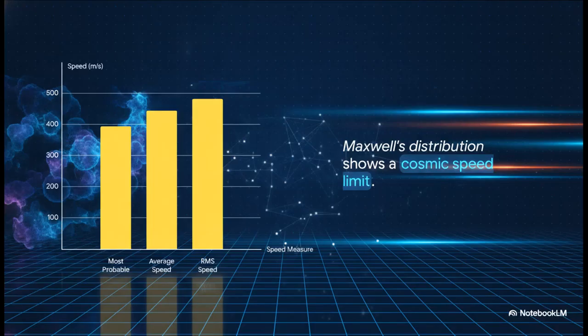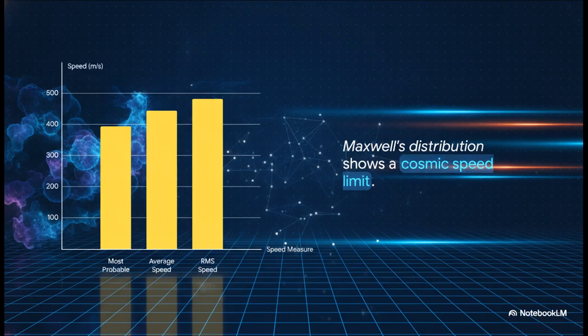Now, obviously not all molecules are moving at the exact same speed. This reveals a sort of cosmic speed distribution mapped out by James Clerk Maxwell way back in 1852. While the highest number of molecules huddle around the most probable speed, you'll notice the average and root mean square speeds are pulled higher. Why is that? Well, it's because of a few extreme rule breakers hanging out in the high-speed tail of the distribution.